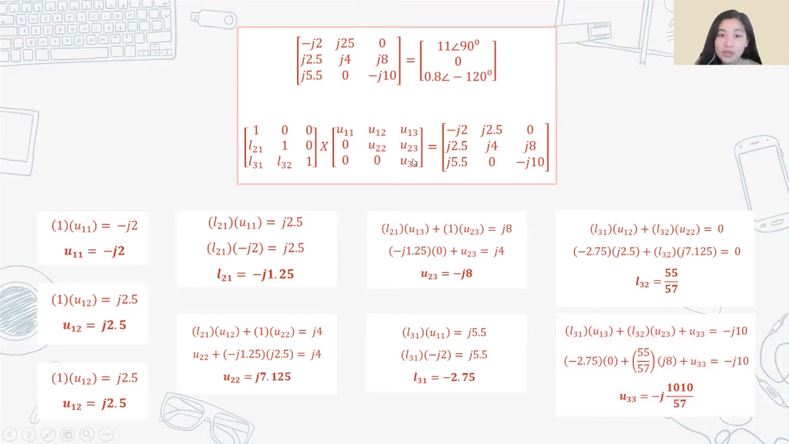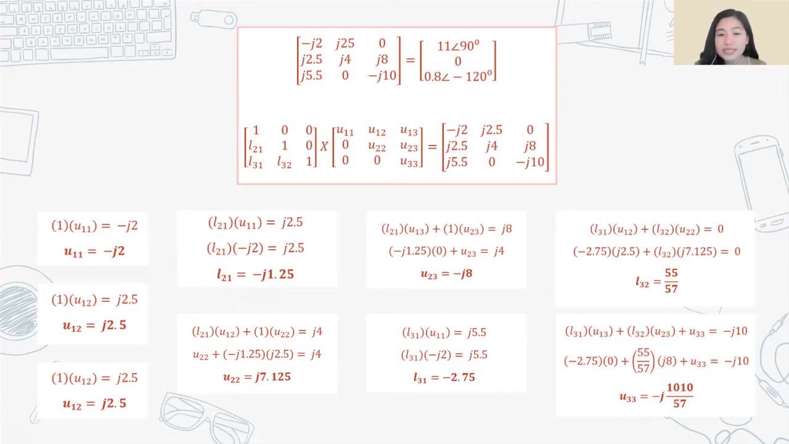Tapos, since we are going to solve for U33, everything that is in this column is multiplied dito sa row na ito. Since, kunyari, hinahanap natin U22, everything in this row will be multiplied to this column. So basically, it is equivalent to negative J10. So now we are going to solve for U33. Multiply both sides with the value of this one, and we are going to come up with a value of negative J1,010 all over 57.